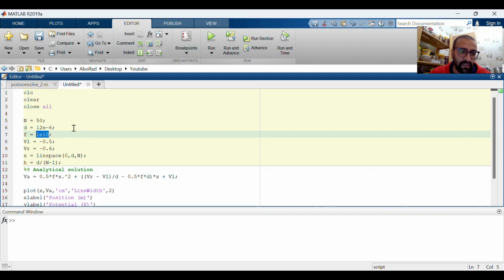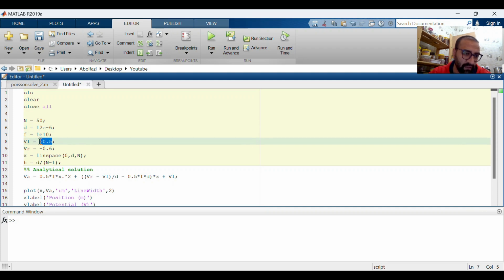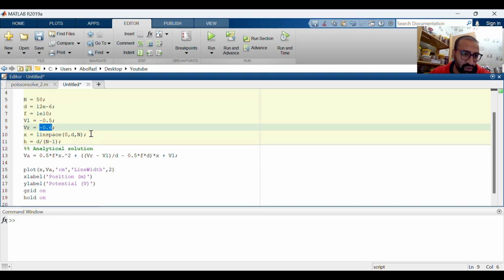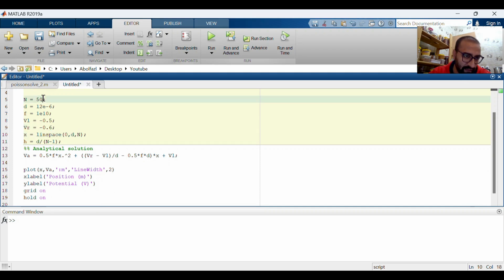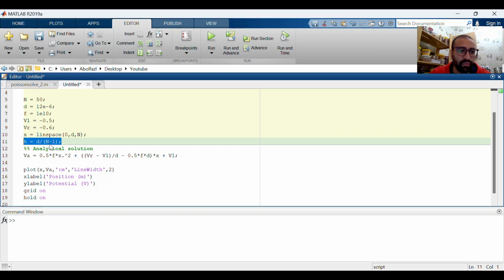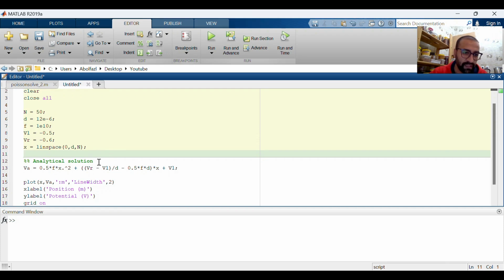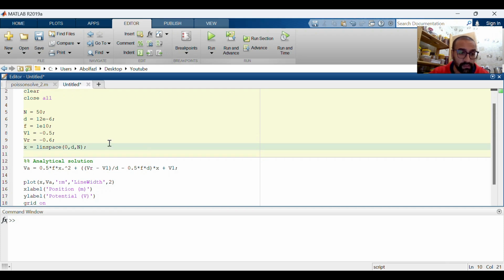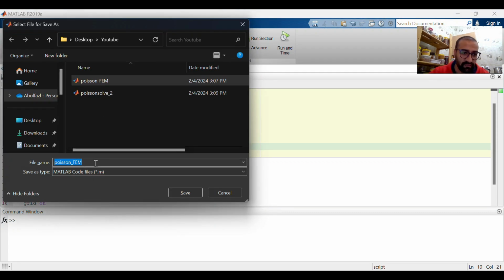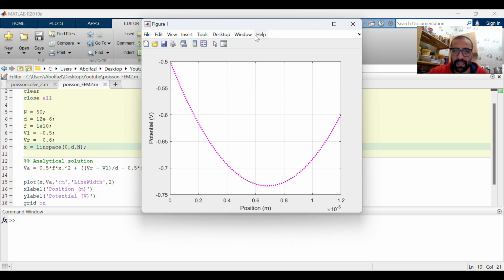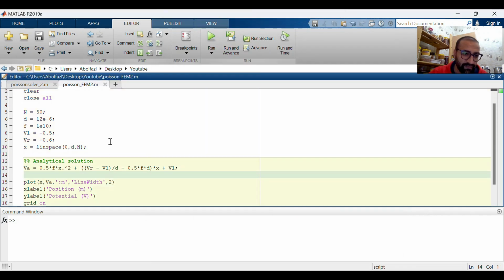F is some constant, 1E10. The left boundary condition is -half, and the right boundary condition is -0.6. Here we assume that x changes from 0 to D with the number of nodes n, and h should be d over n minus 1. But now, because we want to save all h or all delta x, I just delete this one, and I want to use a different number of points for plotting the numerical solution and the analytical solution. If I press F5, I save it somewhere here as Poisson FEM2. And this is indeed the analytical solution that we discussed in the previous video.